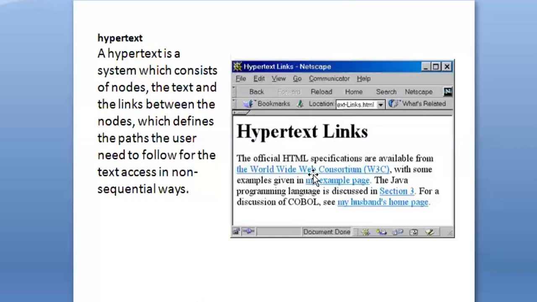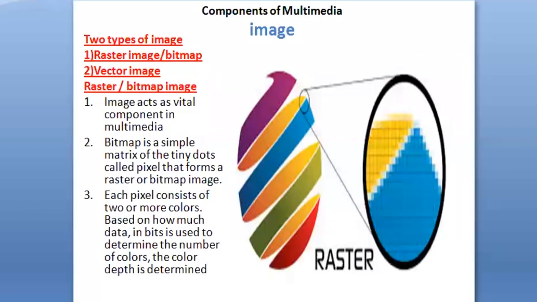So hypertext is a system which consists of nodes, text, and links between different nodes. One more thing, when you use hypertext, we are able to access the text in non-sequential ways. The next component of multimedia is image.